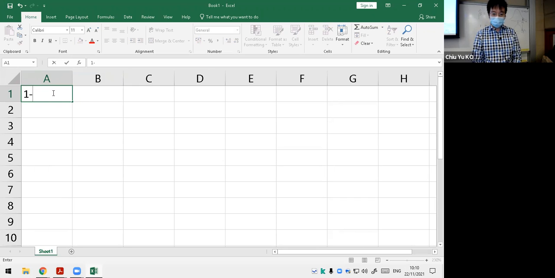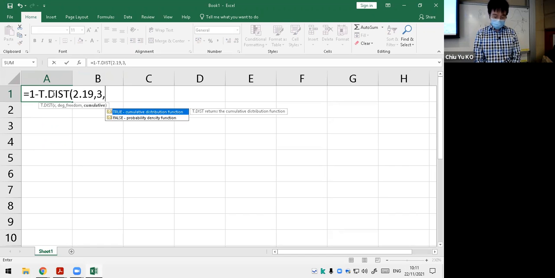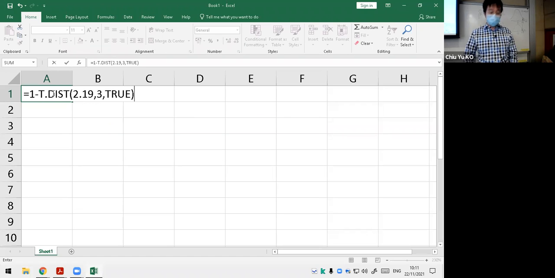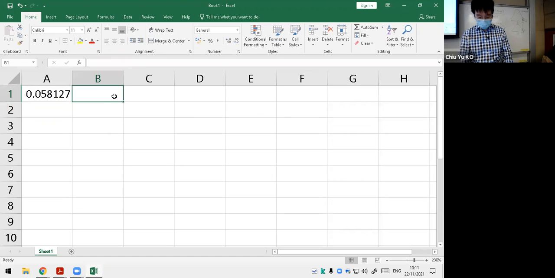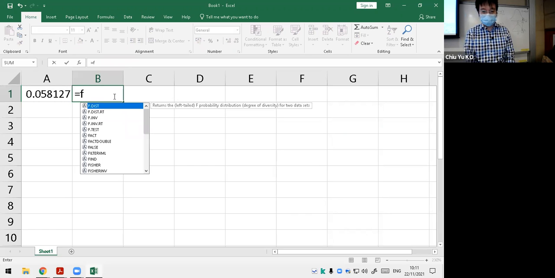1 minus t. 2.19. Degree of freedom is 3 because 5 minus 2, true. This is the right tail only, so we need to multiply by 2 to get the two tail.